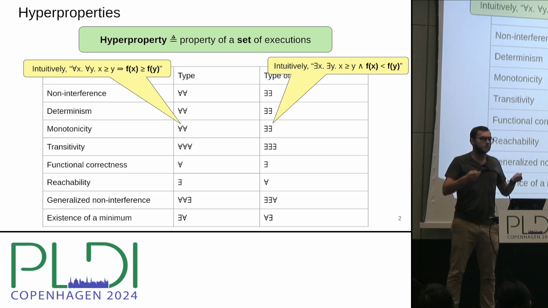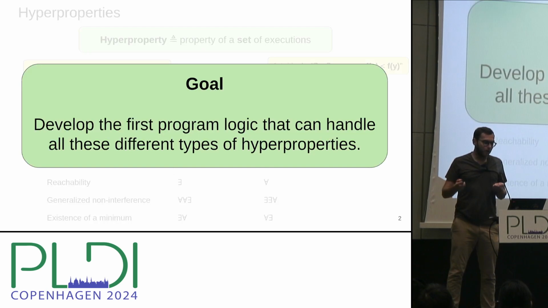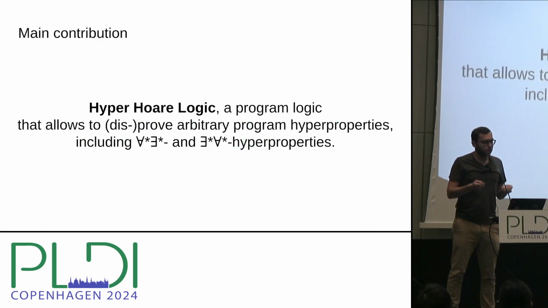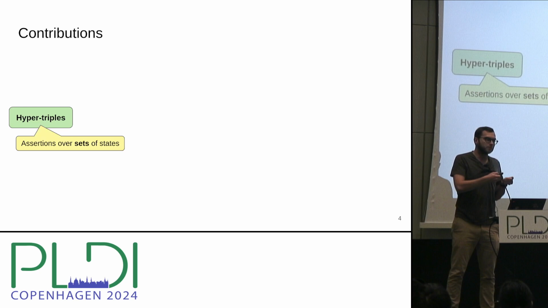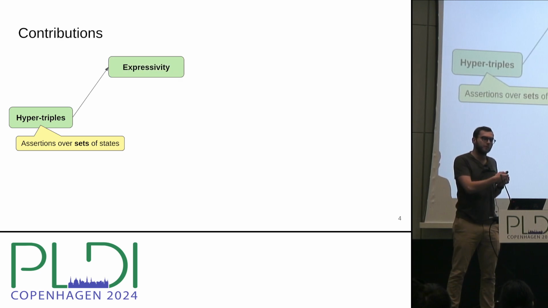So hyperproperties, many important properties, functional and security, are hyperproperties. And so our goal in this work was to develop the first program logic that can handle all the different types of hyperproperties shown in this slide. So our main contribution is Hoare logic, a program logic that allows to prove and disprove program hyperproperties, which includes all the hyperproperties on the previous slide. And so more precisely, Hoare logic establishes hypertriples, triples where preconditions and postconditions are assertions over sets of states.